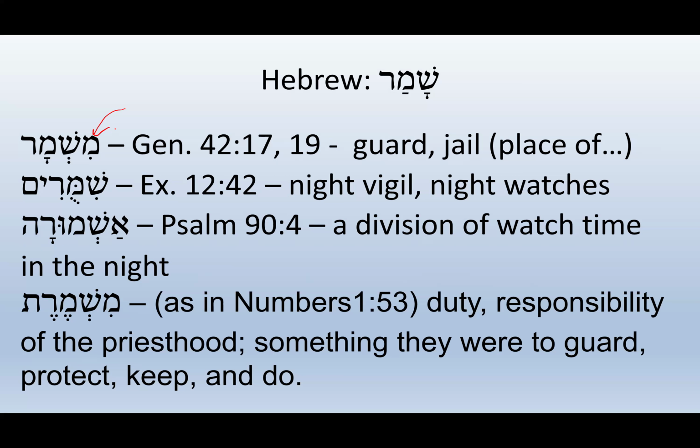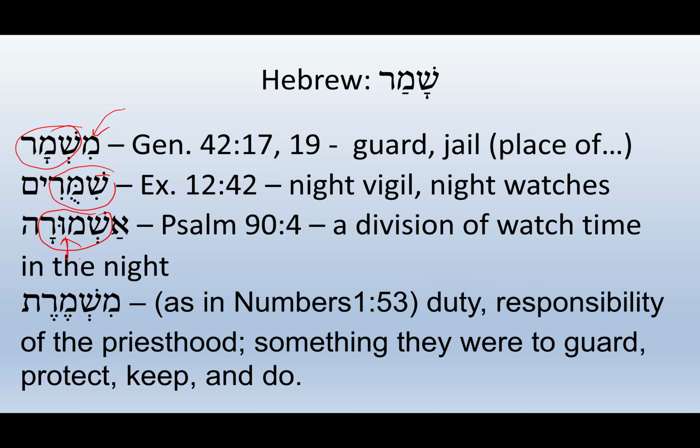And then the shemurim in Exodus 12:49, again, you can see the roots here. That's the night watches. And then we have ashmurah. It's a division of watch time in the night. And again, we see shamar in there, simply with the shureq vowel added to the three consonants.